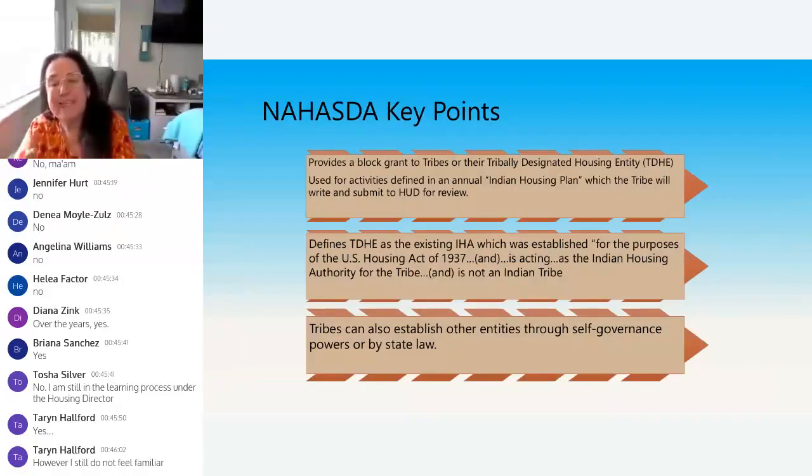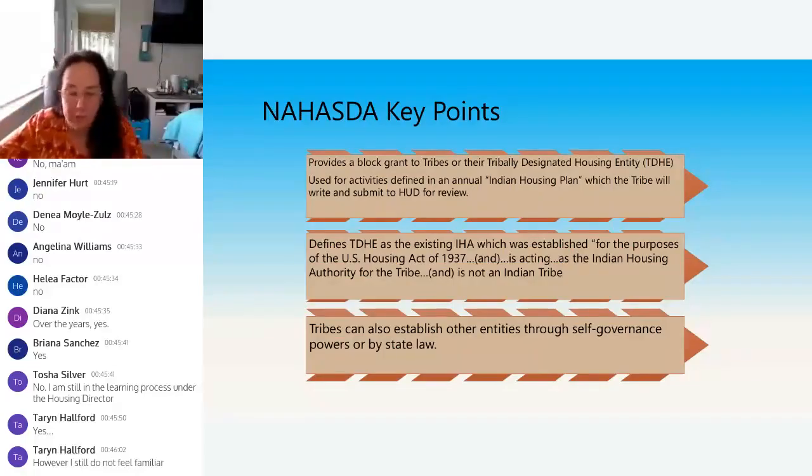The key point is we get a block grant. It's given to the tribe or your TDHE, however you have it in place, used for activities that you define in your Indian housing plan. So your director is going to write that Indian housing plan. This is how much money we get. This is what we're going to do with the money. Okay. Then the APR comes about. That's your performance report. This is what I said I was going to do, how much money I was going to spend, and this is what I actually did.